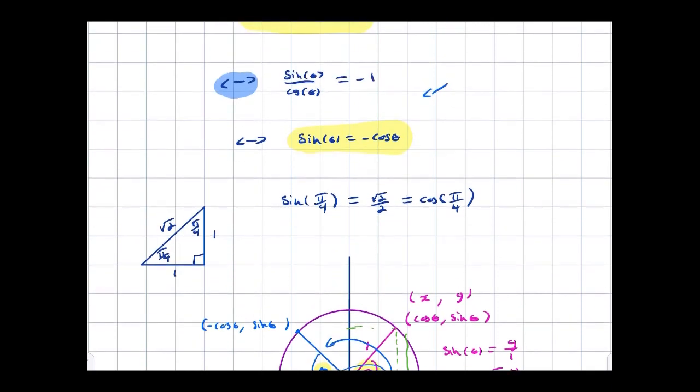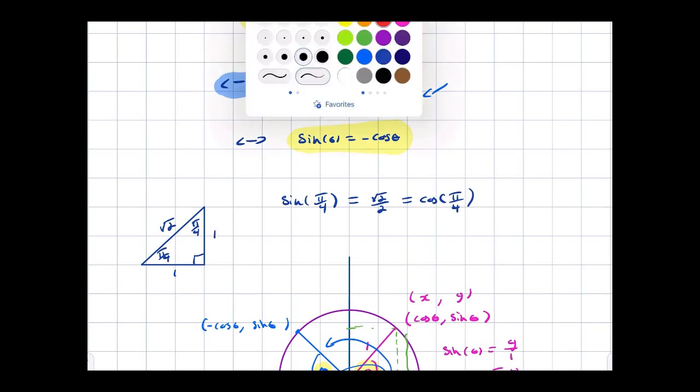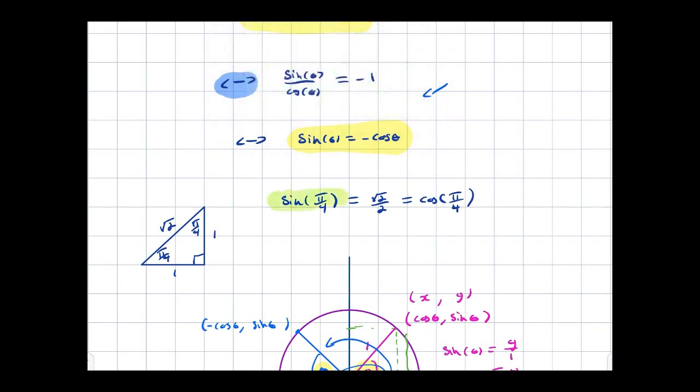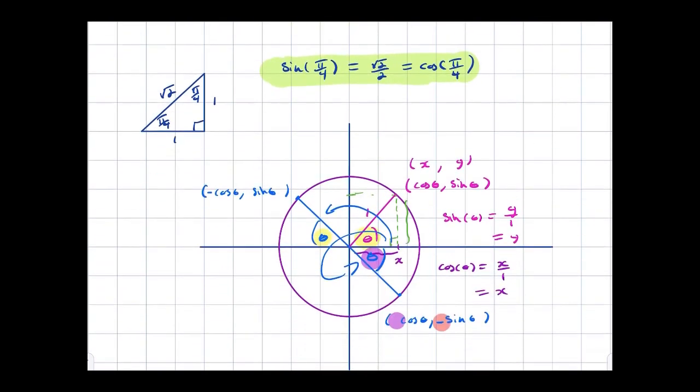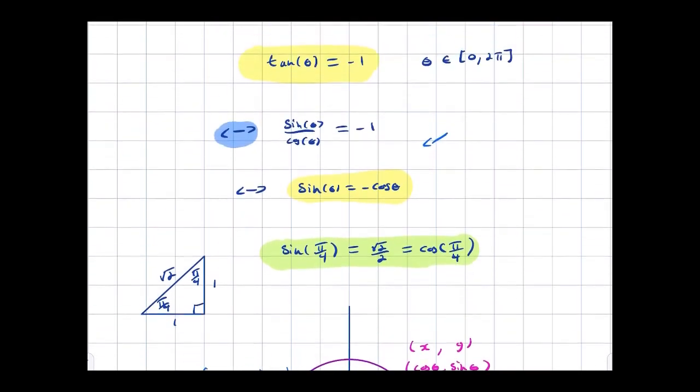Tangent of theta is equal to -1, or sine of theta over cosine of theta is equal to -1. Because the idea is that I'm going to know that sine of pi over 4 is root 2 over 2, which is cosine of pi over 4. So I'm going to try to figure out where I can put this related acute angle of pi over 4 so that the sine and the cosine will have opposite signs, and then figure out what the corresponding principal angles are.